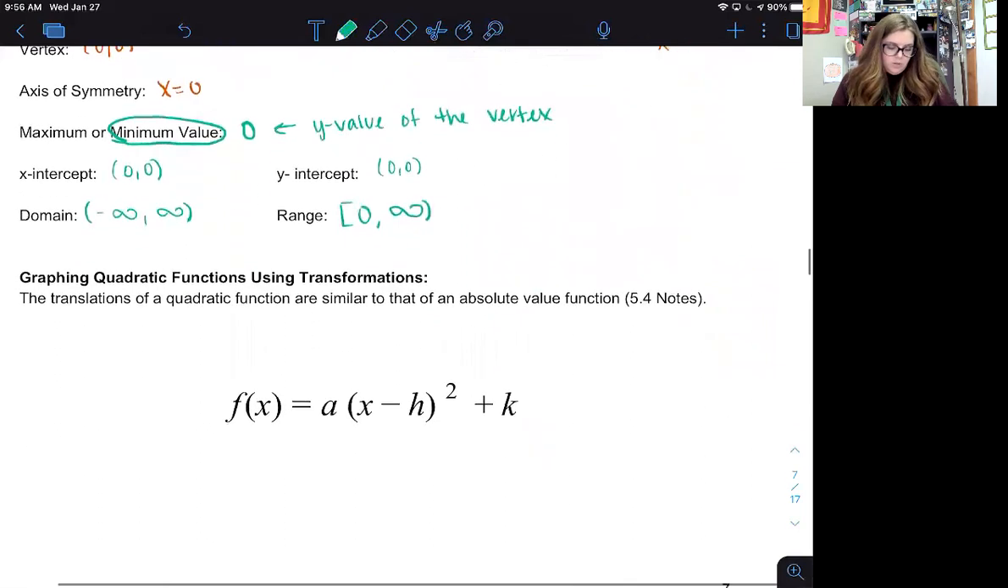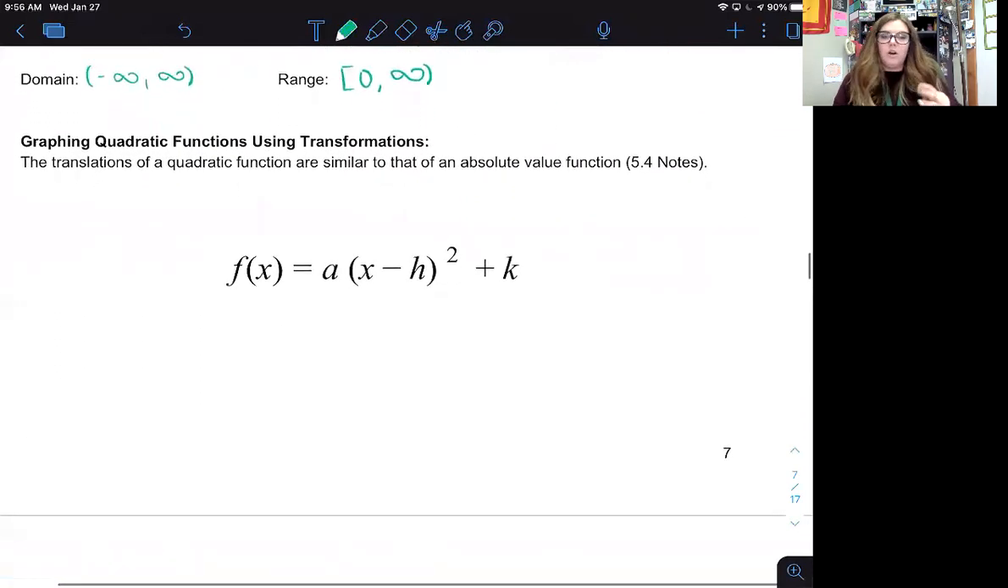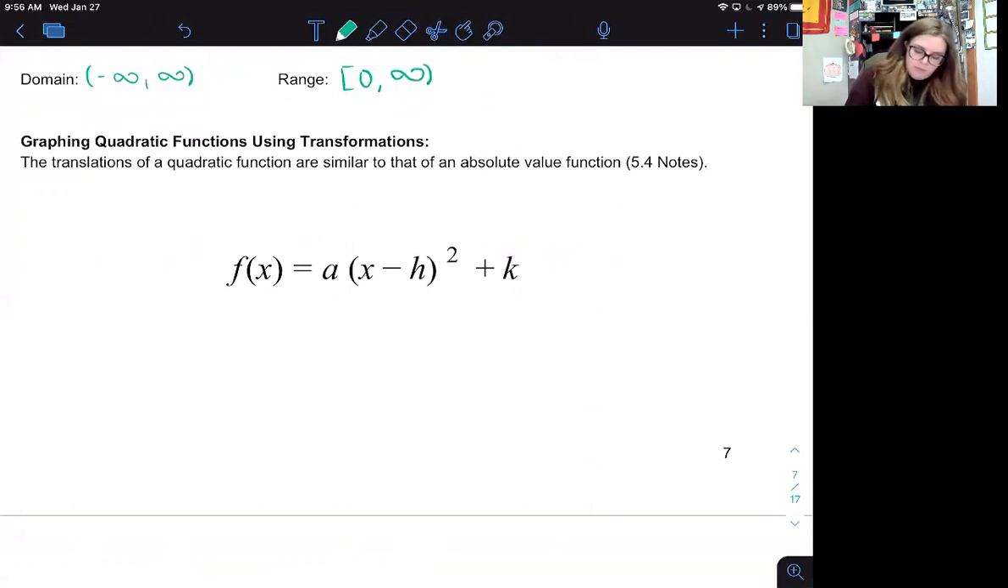All right. So with that, graphing quadratic functions, we can also use transformations. This is going to be the same as what we did with our absolute value function. Remember, on the inside, x minus h is our horizontal translations. If it's positive, we're going to be moving to the left, and if it's negative, we're going to be moving to the right. The plus k on the outside is our vertical translations. If it's positive, we're moving up, and if it's negative, we're moving down.